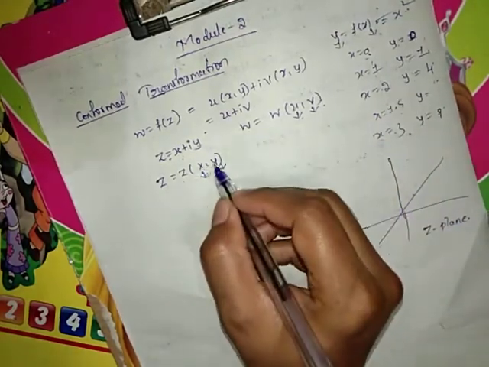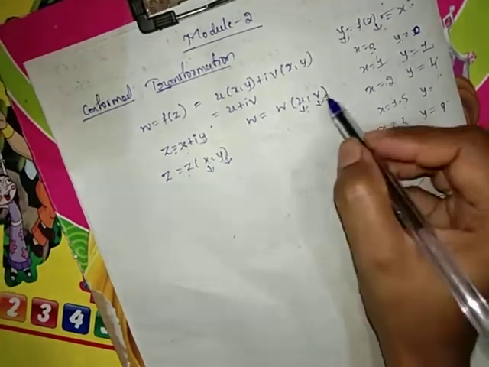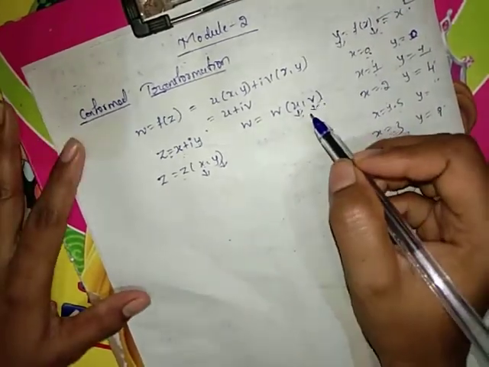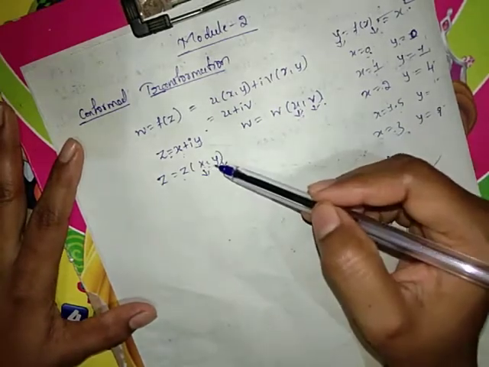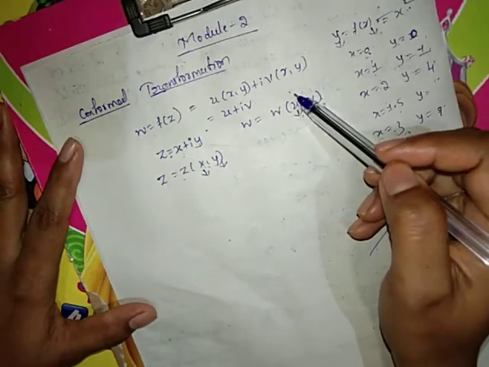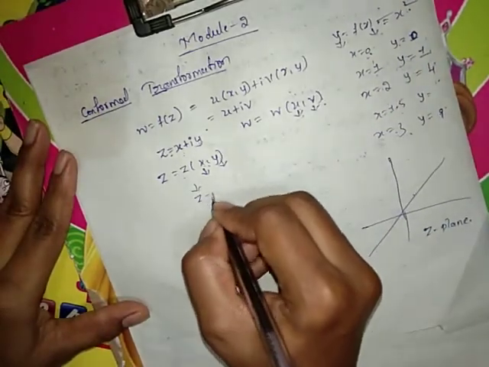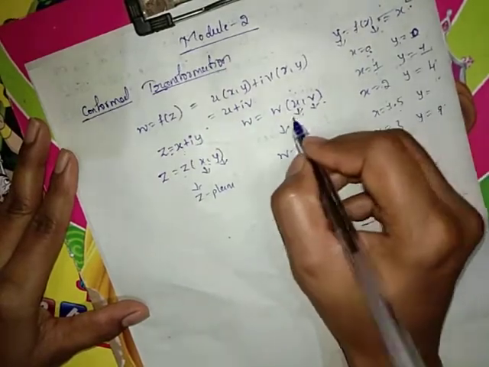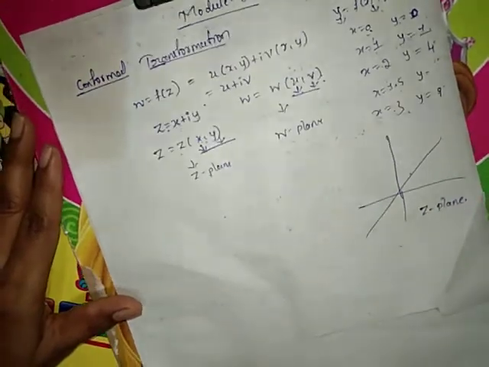So z is a function of x and y, having points x and y, and w is a plane having the points u and v. That we are explaining here. The quantities z equal to z of x comma y, and w equal to w of u comma v, are represented in two separate planes. This is a z plane and this one is a w plane. In the w plane, the coordinates are u and v. In the z plane, coordinates are x and y.